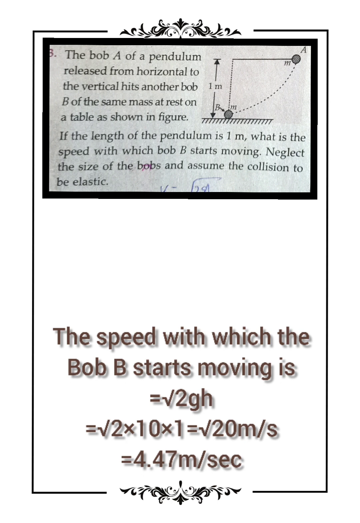The speed with which the bob B starts moving can be calculated by using the formula root of 2gh, root of 2 × 10 × 1, that is equal to root 20 meters per second, that is equal to 4.47 meters per second.